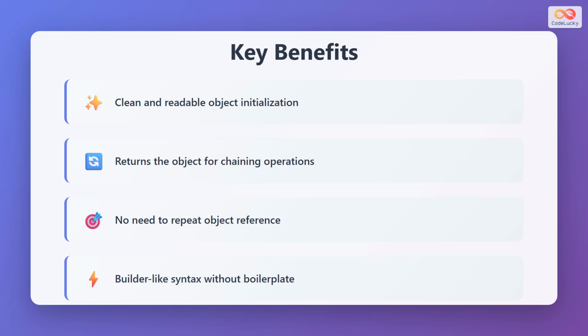Let's review the key benefits of using apply. First, it provides clean and readable object initialization. Second, it returns the object itself, allowing you to chain operations or use it immediately. Third, you don't need to repeat the object reference since this is implicit. Finally, it gives you a builder-like syntax without writing any boilerplate code. These benefits make apply an essential tool in your Kotlin toolkit.